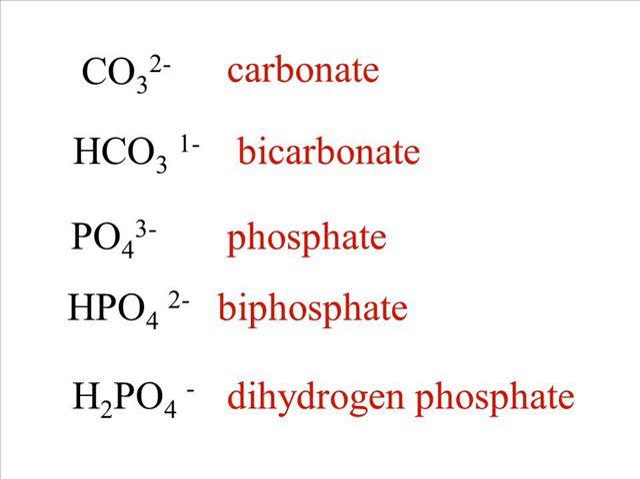Carbonate and bicarbonate are related by adding 1 hydrogen atom carrying a +1 charge to the carbonate ion, reducing the charge from a -2 to a -1. Bicarbonate can also be called hydrogen carbonate ion. You can see the same pattern follows with the phosphate and biphosphate ions, and then occasionally you have something called the dihydrogen ion. Dihydrogen adds 2 hydrogens to the original ion, reducing the charge by 2.